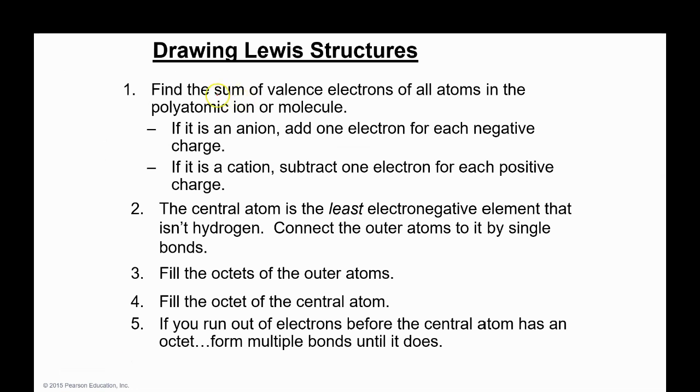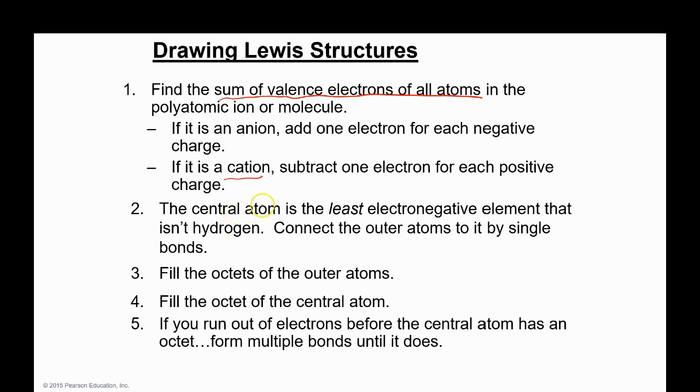So the first step is you sum all valence electrons. If it's an ion, don't forget you need to add the corresponding electrons. If it's a -1, you add 1; -2, you add 2, etc. If it's a cation, now we need to subtract. Remember, electrons are negative, so always go the opposite.